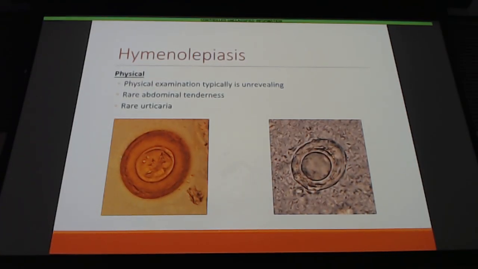Right? So physical examination typically is unrevealing unless you have a worm burden. If you have a worm burden, your belly may be a little bit distended or a little bit tender. Right? But otherwise, you usually don't really see much physically.